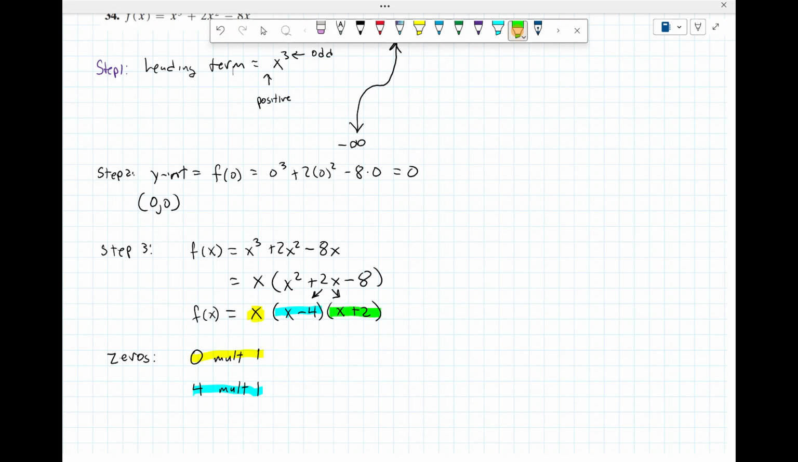Last, we have x plus 2. So that means that negative 2 is a 0, and the multiplicity is, again, 1, because the exponent is missing, which means that it is being raised to the first power, this last factor. Again, just like the last example, all of our multiplicities are odd, which means the graph crosses the x-axis at each x-intercept.